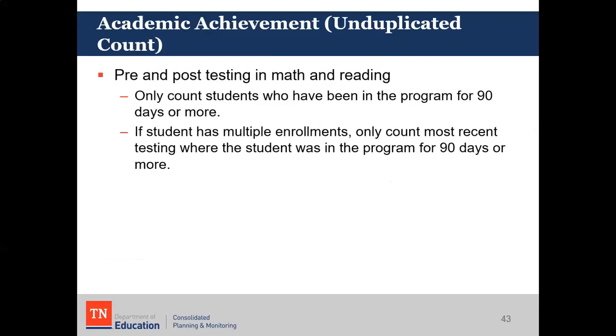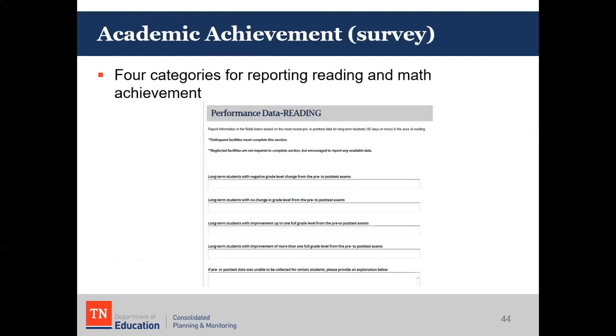For academic achievement, you only want to count students who have been in the program for 90 days or more. And if a student has multiple enrollments, only count the most recent testing where the student was in the program for 90 days or more.